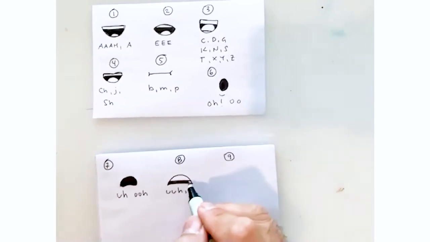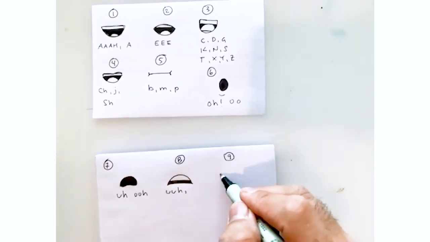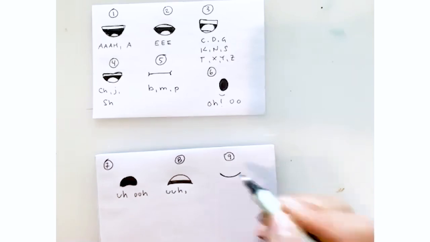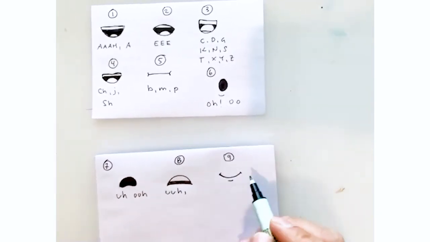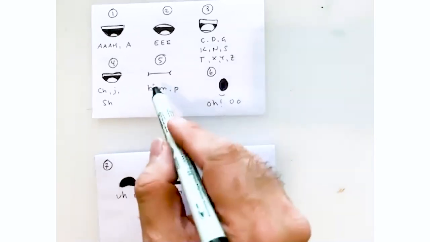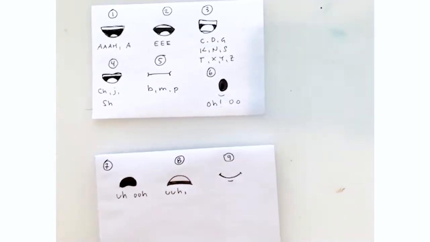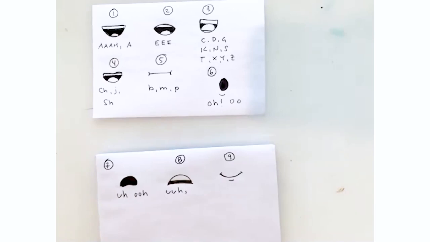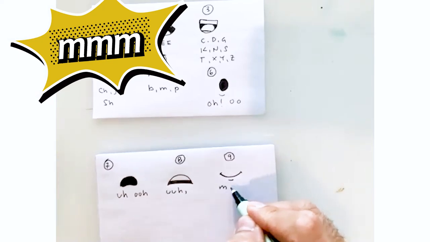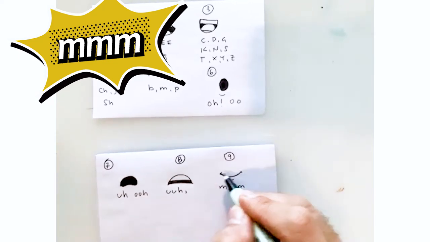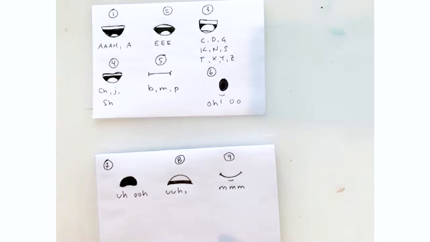Here's number nine. Number nine is easy. It's like a smiley face up. It's a little different than b, because that's your two lips pressing together to make the b or m. But this one, you can move the sides of the mouth up. Okay. Number 10, we just have two more.